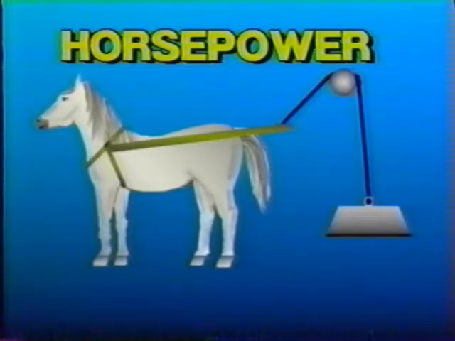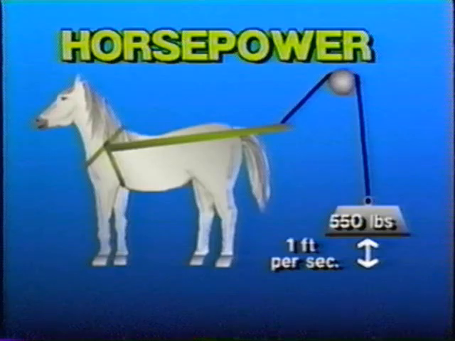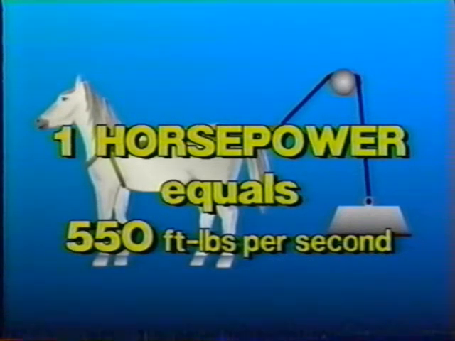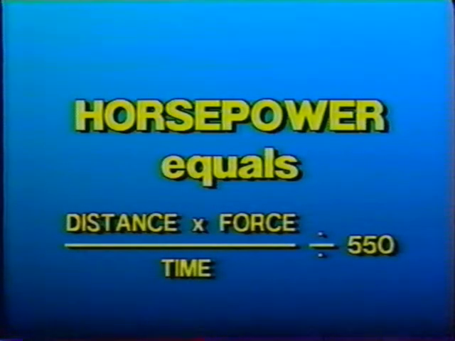A common unit for measuring power is horsepower. The inventor James Watt originally devised horsepower to compare the power of his steam engine to the power of a horse. His experiments found that a horse could move a load of 550 pounds over a distance of 1 foot every second. So 1 horsepower is equal to 550 foot-pounds of work per second. Written out in equation form, horsepower can be seen as distance times force over time divided by 550.